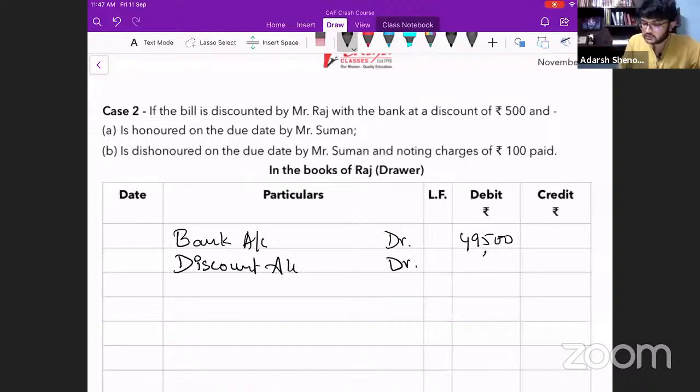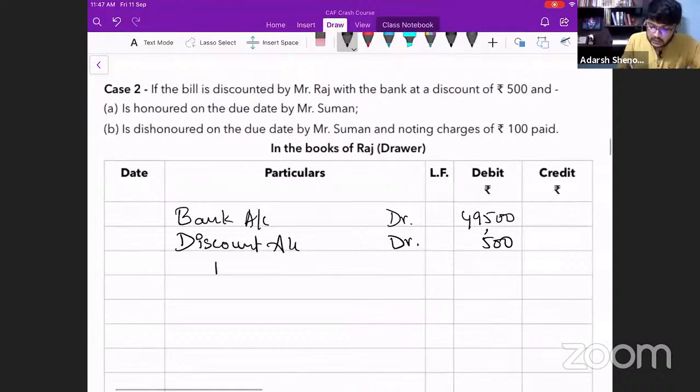Discount account. How much is the amount? 500 rupees. This is to be debited to discount. You had a piece of paper. What is that piece of paper? Bills receivable. You gave this piece of paper to whom? The banker.